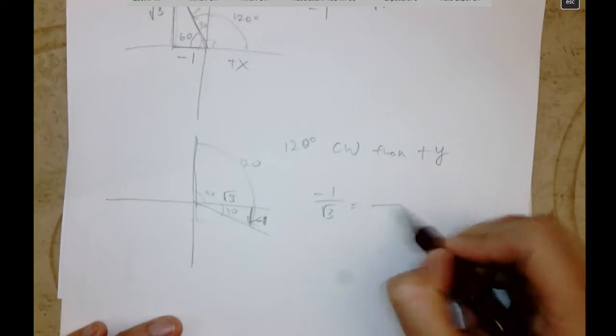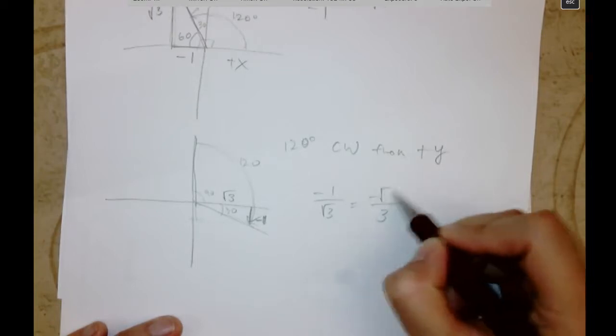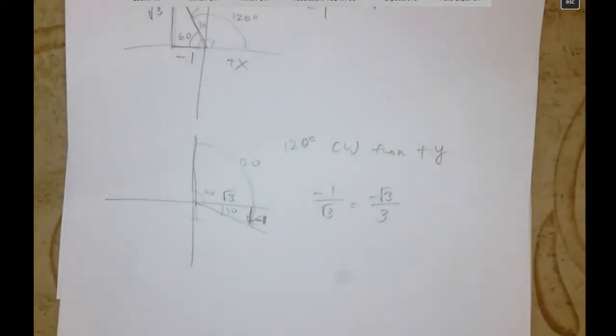You have to rationalize this. This is 3 over -√3. Okay, I think you get the picture.